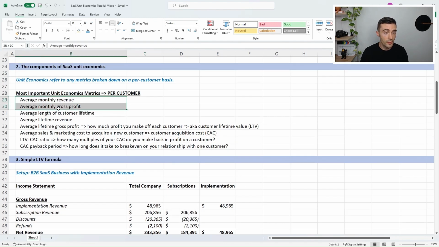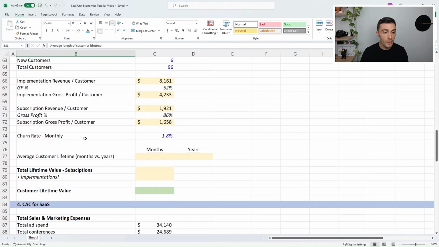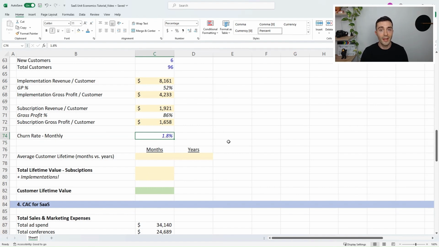So we have the first couple pieces of this. So now we need the average length of the customer lifetime. In order to get the average length with the subscription business, you generally need to look at the churn rate, which is the monthly cancellation rate for your customers. So in our case, we're saying that the monthly churn rate is 1.8%. So in any given month, roughly, we are losing about 1.8% of our customers.